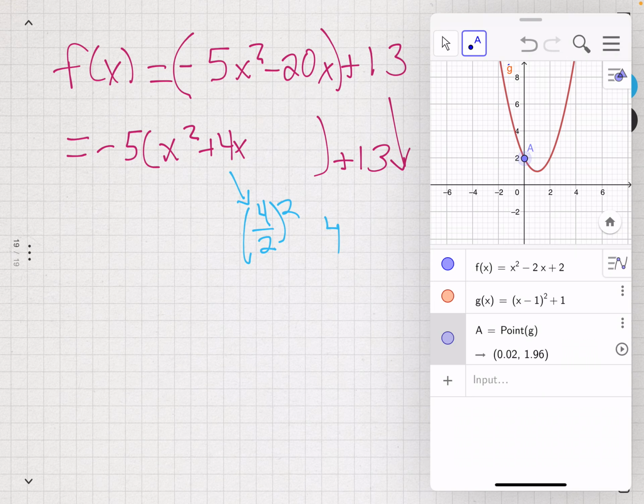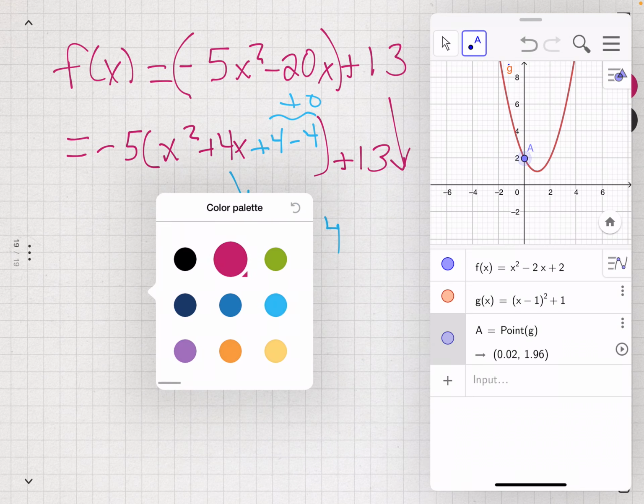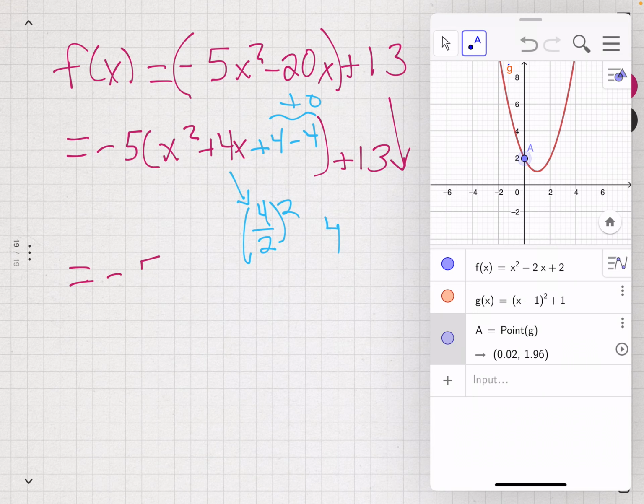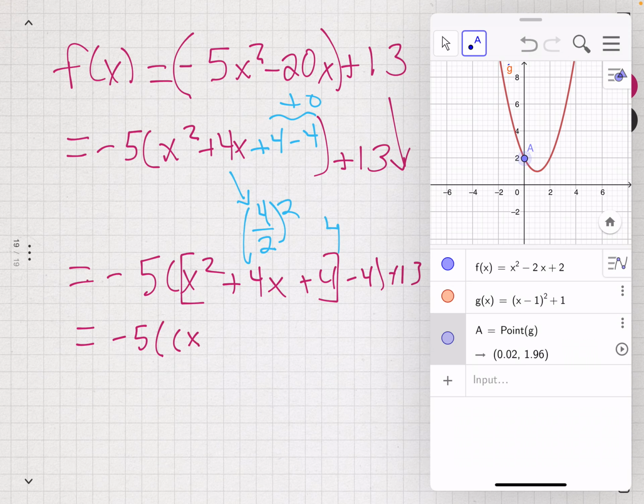So I need to both add a 4 and subtract a 4. Remember, I need to add 0. Otherwise, I would change it if I just added 4. And so let me go back to my magenta. So I have negative 5x squared plus 4x plus 4 minus 4 plus 13. Well, that is negative 5. And if I just look at this piece, that's x plus 2 squared minus 4 plus 13.